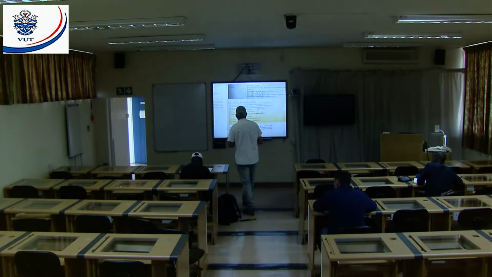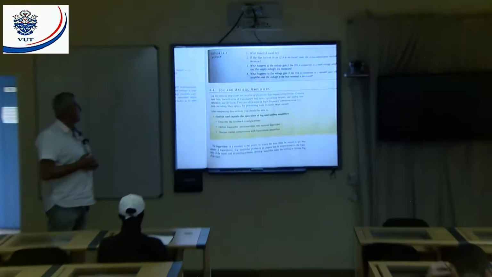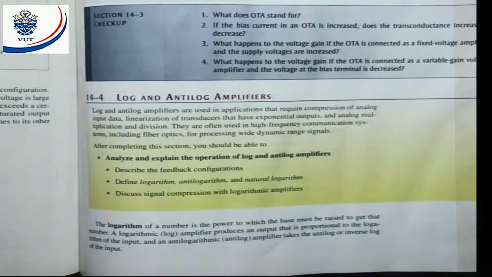Good morning. This morning we're going to do 14.4 Log and Anti-Log Amplifiers. They say log and anti-log amplifiers are used in applications that require compression of analog input data, linearization of transducers that have exponential outputs, and anti-log multiplication and division. They are often used in high-frequency communication systems, including fiber optics for processing wide dynamic range signals.